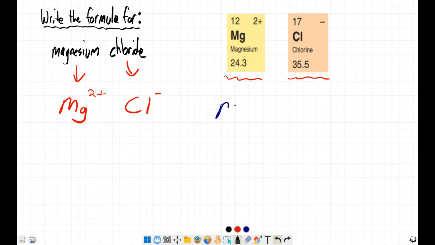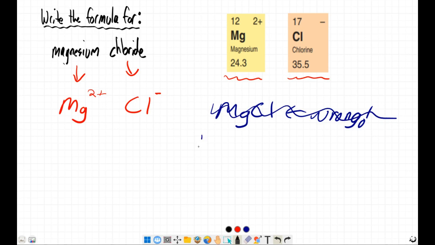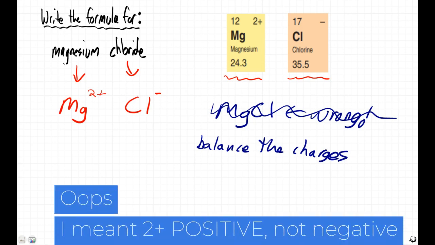If I were to write down the answer as MgCl, that would actually be incorrect. So that is the wrong answer right there. Instead, what we're aiming to do is balance the charges. And by the charges, I'm talking about the 2 plus and the minus that are attached to the magnesium and chlorine symbols there. We need to make sure that there's the same number of positive charges as there are negative charges. Right now, magnesium has the 2 plus charge and chlorine has -1.